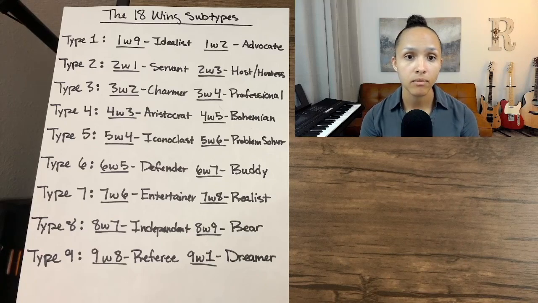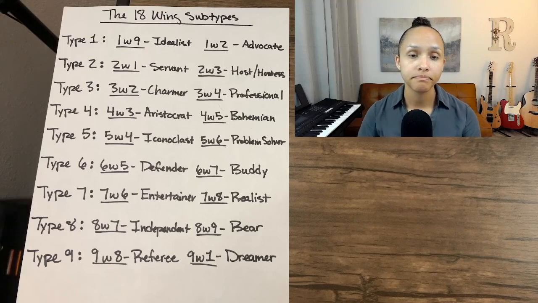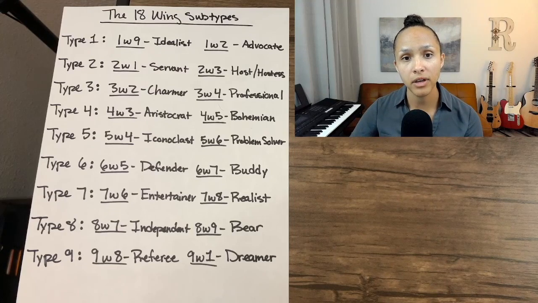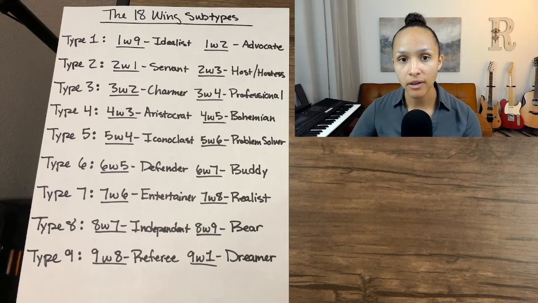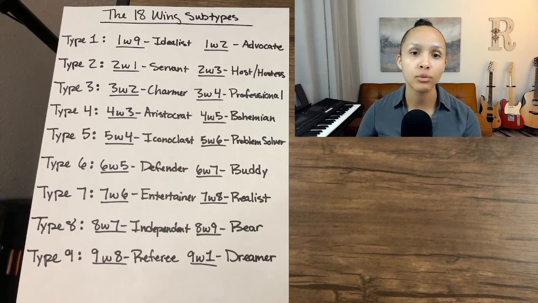So yeah. Now moving on to type 4. Type 4, we have the 4 with a 3 or the 4 with a 5. So 4 with a 3, you get an aristocrat. And then 4 with a 5, you're getting a bohemian. So just looking at the differences in that.